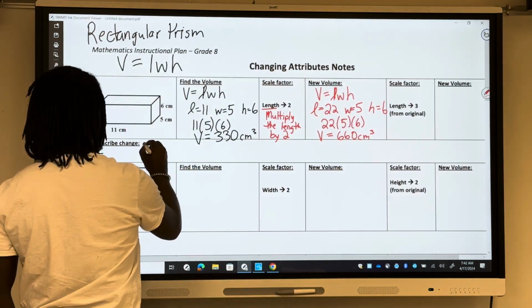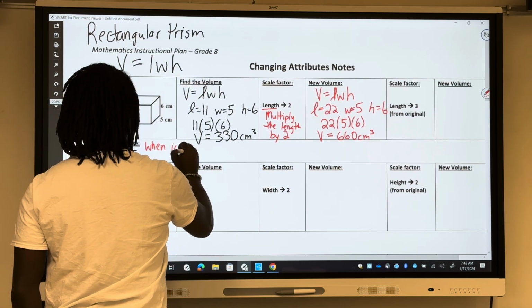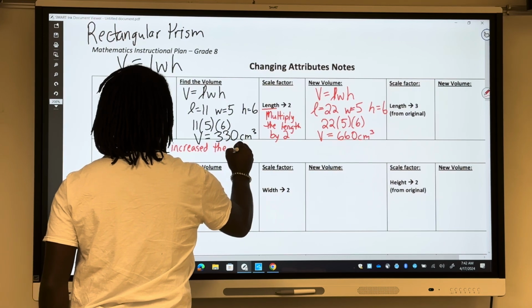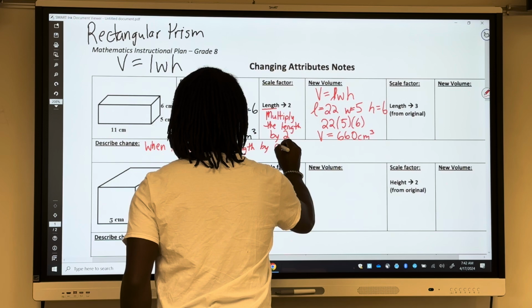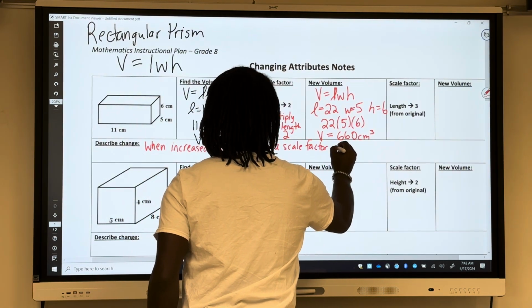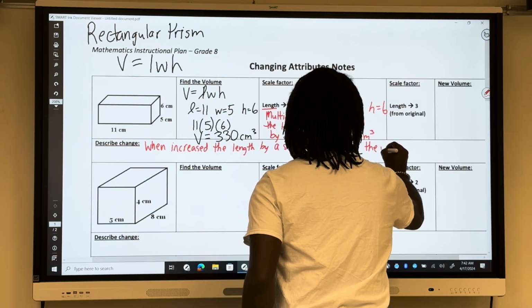So the change here was that when I increased the length by a scale factor of 2, the volume doubled.